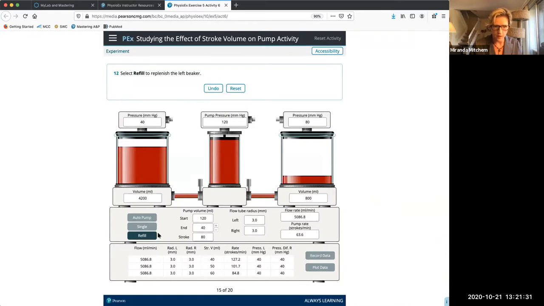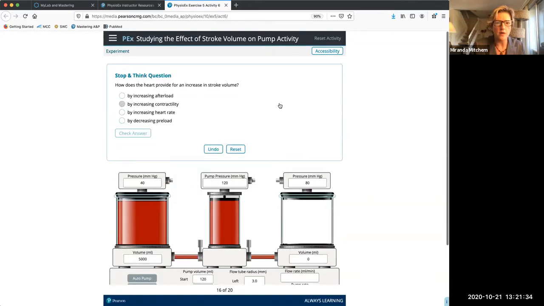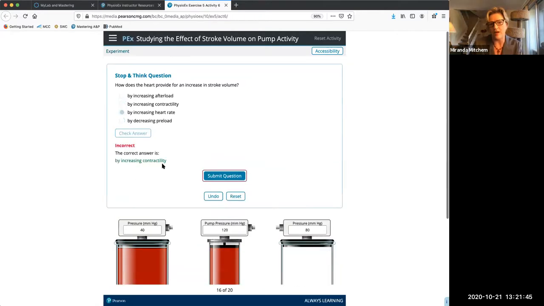Record data. Refill. How does the heart provide for an increase in stroke volume? It increases by increasing the heart rate. It's by increasing the contractility. The way that we increase this is actually a good question. I'm glad I put the wrong answer. How does the heart compensate for it? The heart doesn't compensate for it by increasing heart rate. That's the effect. That is the sympathetic nervous system that does that. The heart is beating faster in response to that sympathetic stimulation. So it's kind of the way the question's written here.